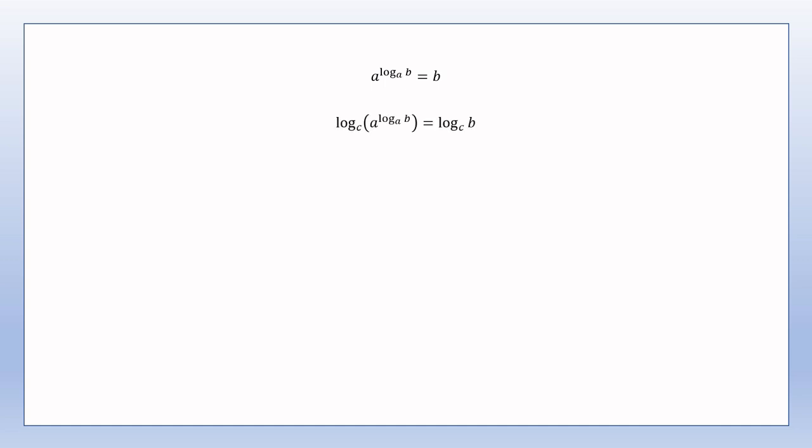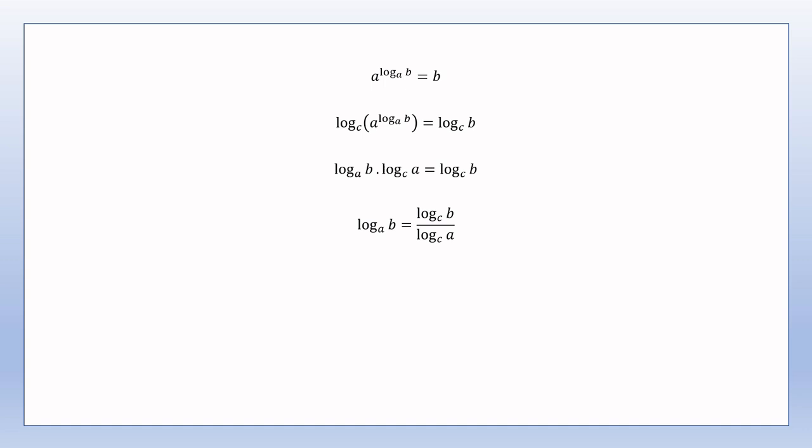Then for any c greater than 0 and c not equal to 1, log to the base c of a to the power of log to the base a of b is equal to log to the base c of b. And so log to the base a of b times log to the base c of a is equal to log to the base c of b, giving log to the base a of b equals log to the base c of b divided by log to the base c of a.